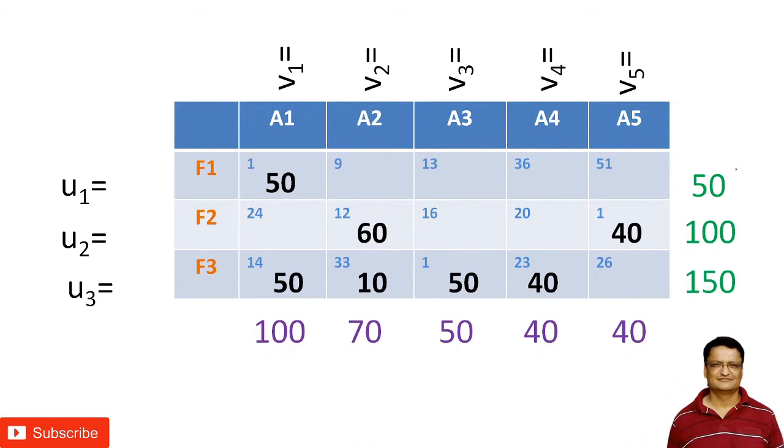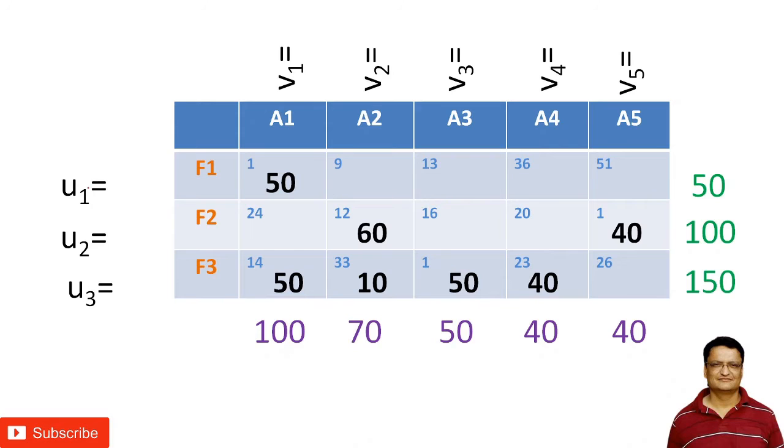Now you need to prepare this kind of matrix in order to apply the MODI method. So this is our matrix which we got with the help of the least cost method. Right, so F1, F2, F3 are your factories, A1, A2, A3, A4, A5 are your destinations. Okay, and this 50, 60, 40, these are the allocations made with the help of the least cost method, and this 1, 9 are the unit transportation costs which are mentioned in the problem.